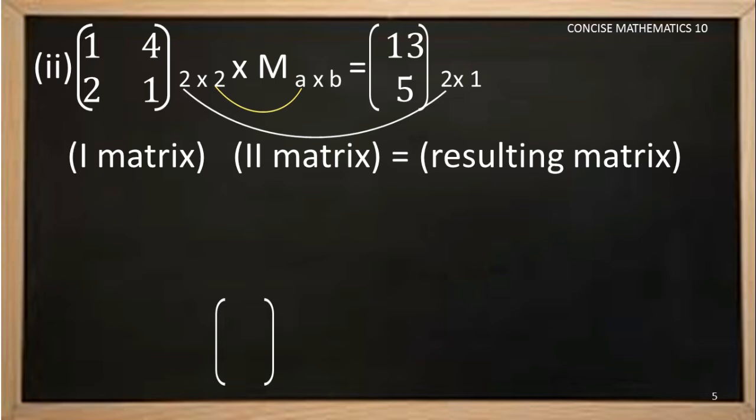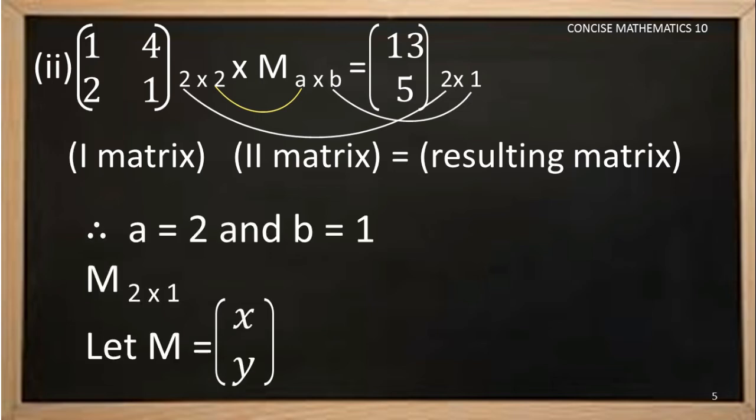Similarly, the number of rows of the first matrix will be equal to the number of rows of the resulting matrix. And next, the number of columns of the second matrix will be equal to the number of columns of the resulting matrix. Hence we can say that A is equal to 2 and B is equal to 1.